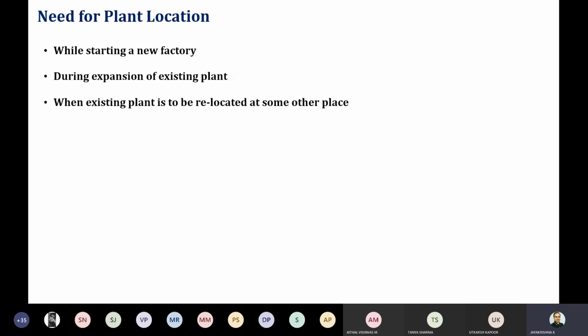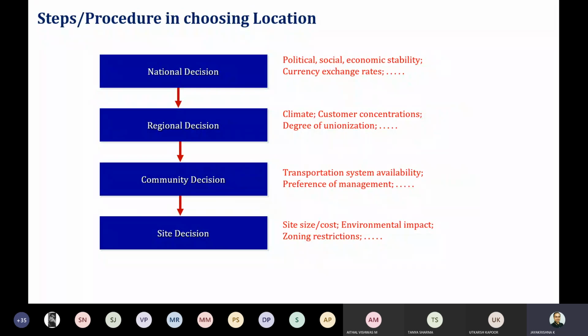So what are the factors which will influence it? When we are expanding, it's based upon the political situation, economic stability, climate, customer requirements, transportation, site cost, environmental impact, and zoning restrictions. All these play an important role in selecting a location for a business, or to run any organization. These are the prime things we need to consider.